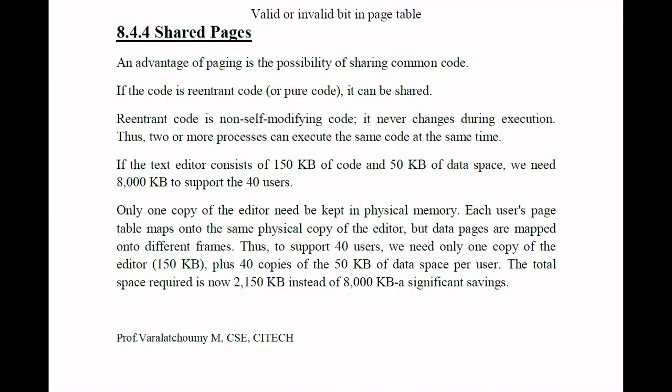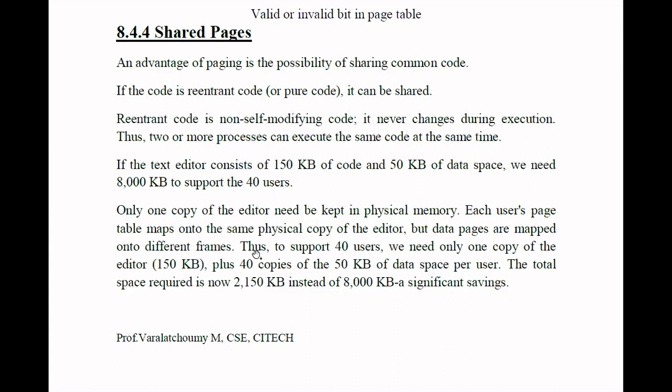Those instructions related to the text editor need not be stored as 40 different pages in different memory locations. I'll repeat. When 40 users are trying to use the text editor, which has some 150 KB of code and 50 KB of data space, it occupies so much space. So the text editor related code, the instructions, when shared across 40 users, need not be stored redundantly in 40 different physical memory locations.